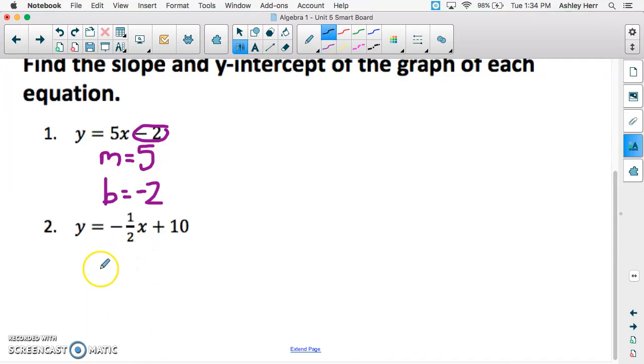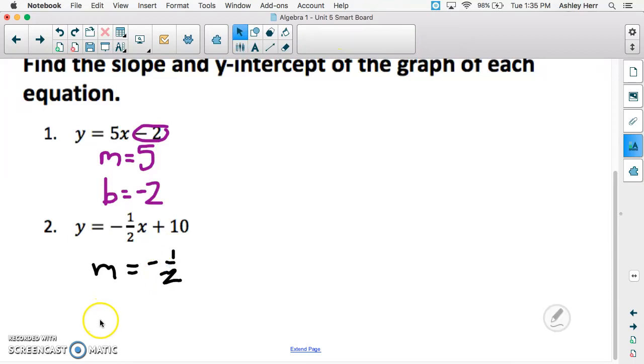Okay, so what is your slope? Good, it's negative 1/2. And what's your y-intercept? Sorry, that's a 2. What's your y-intercept? Good, it's positive 10. You can just write 10. So the slope is negative 1/2, and your y-intercept is positive 10.